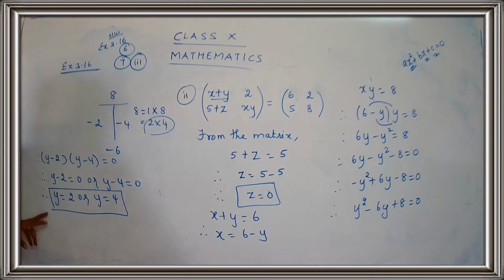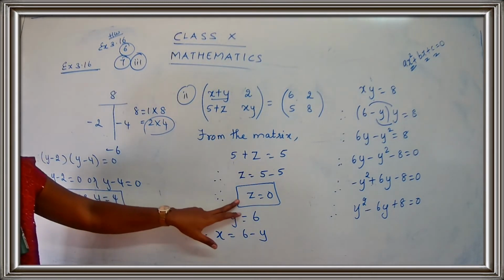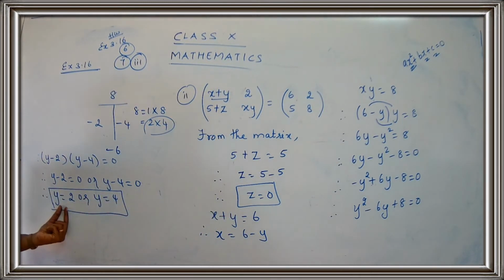So we have found the value for z. What was the value for z, children? 0. We have found the value for y. One is 2 and one is 4. y is equal to 2 or y is equal to 4. Still, the sum is not completed. You have one more step to go. Yes, children? Yes, we have to find out the value for x. Let's find out the value for x.